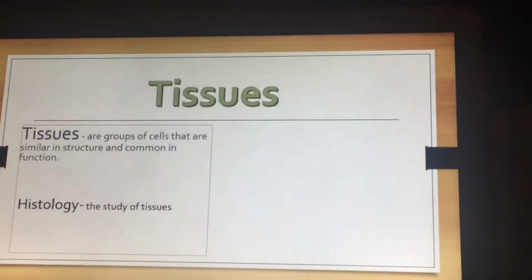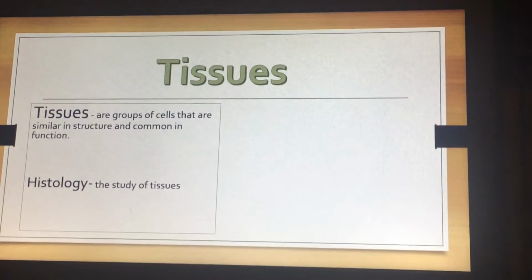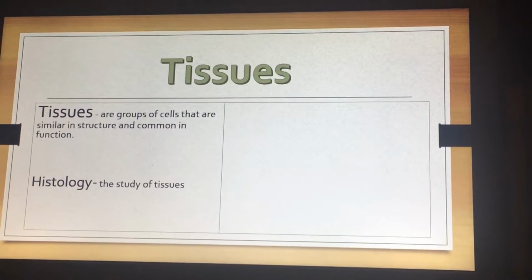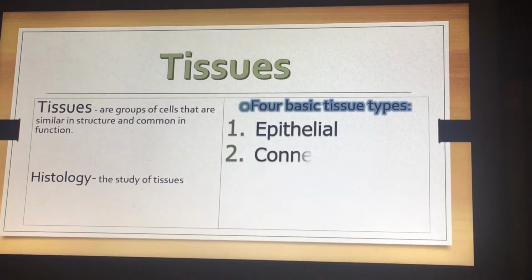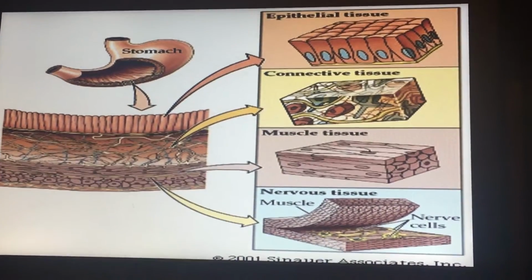Tissues. Tissues are groups of cells that are similar in structure and common in function. Histology is the study of tissues. There are 4 basic tissue types: epithelial, connective, nervous, and muscle. These are the different types of tissues.